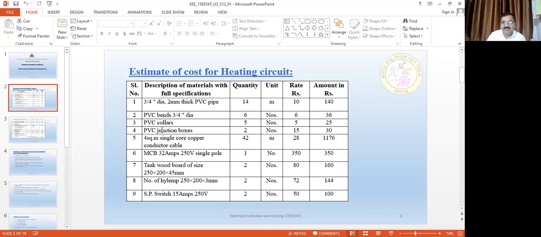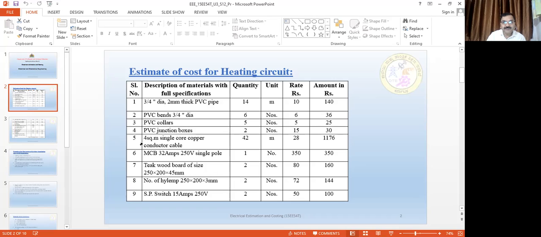Junction boxes, PVC junction boxes, wherever the tappings are required, wherever the piping takes turns, junction boxes are required. We have assorted sizes. It may consist of 2-way, 3-way or 4-way junction boxes. So we need 2 junction boxes, each of 15 rupees. So totally it becomes 30 rupees.